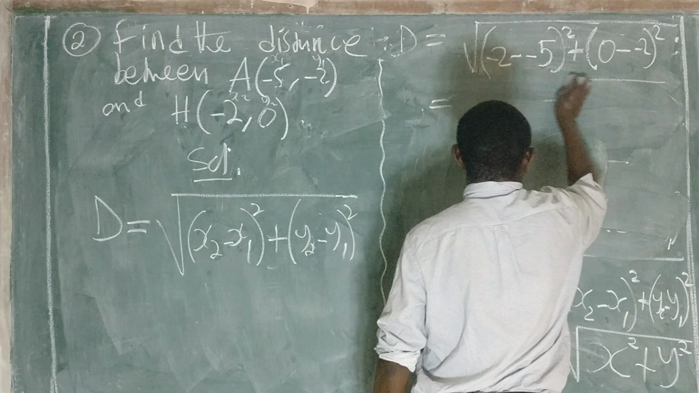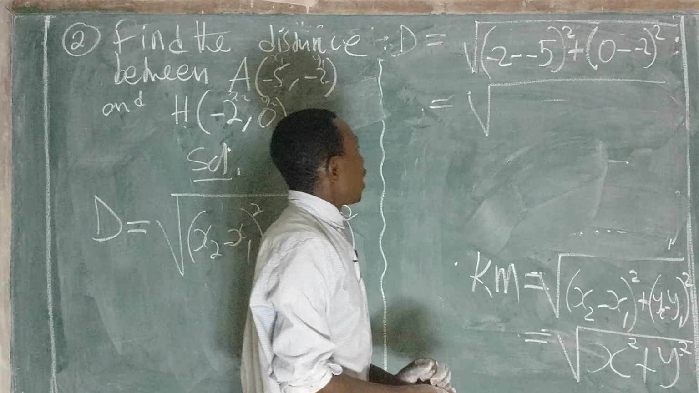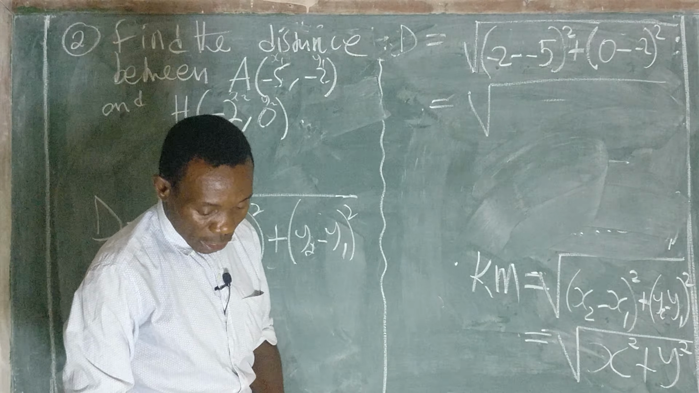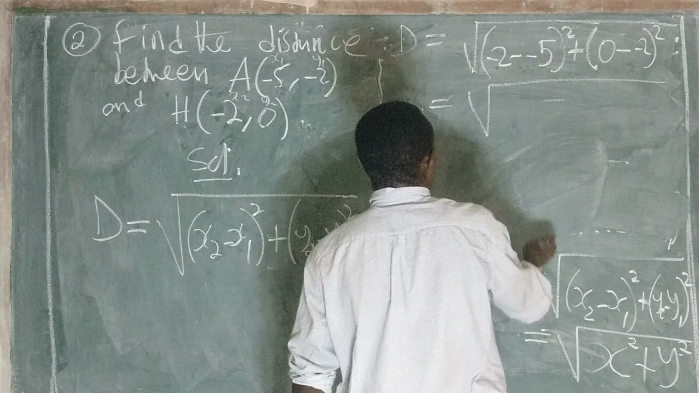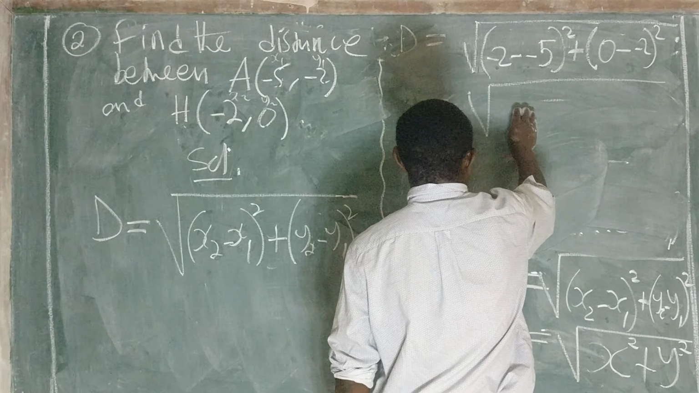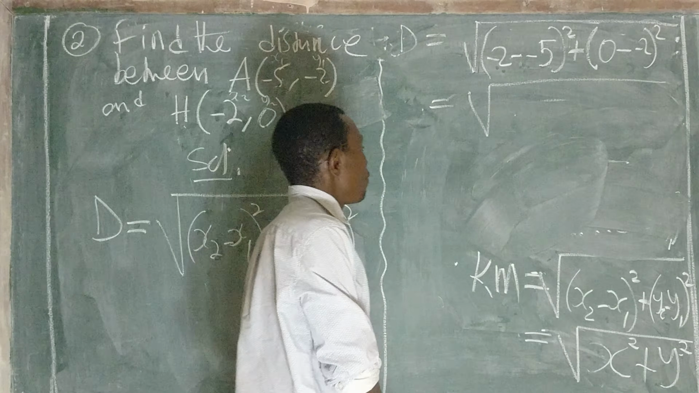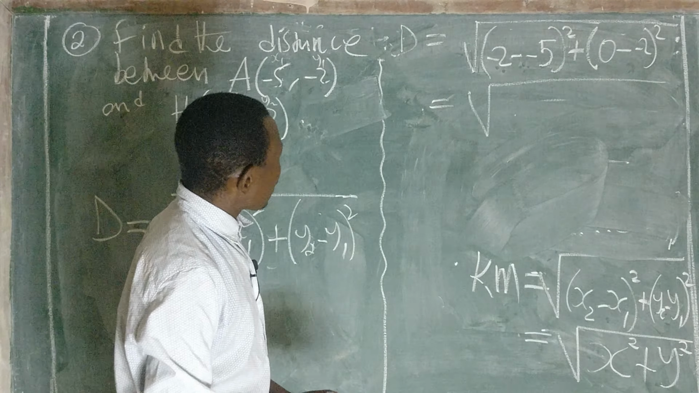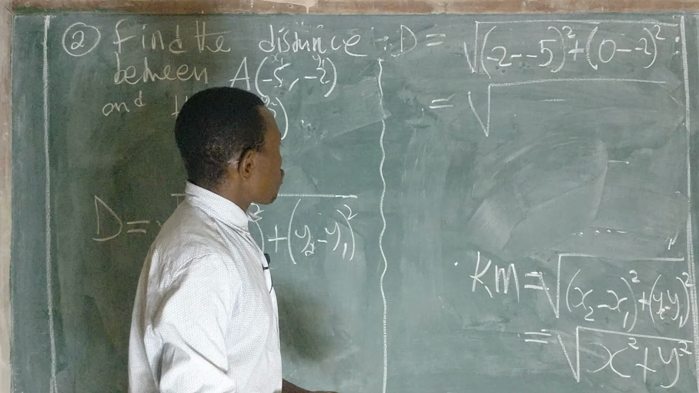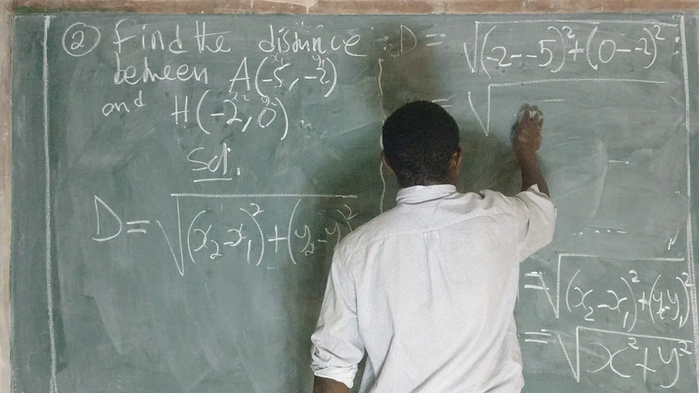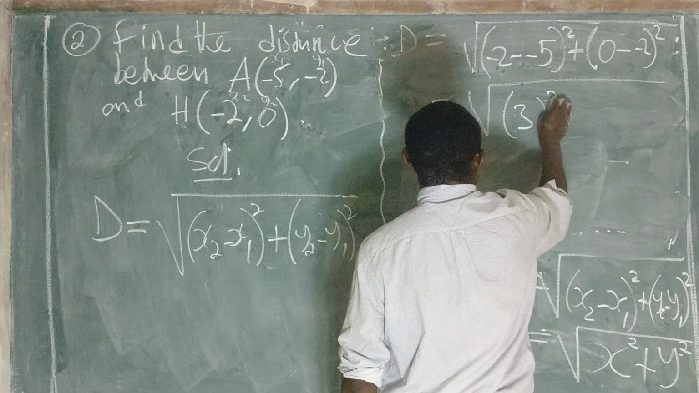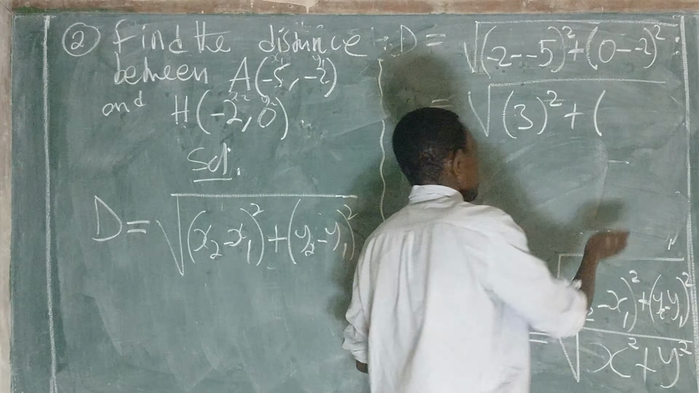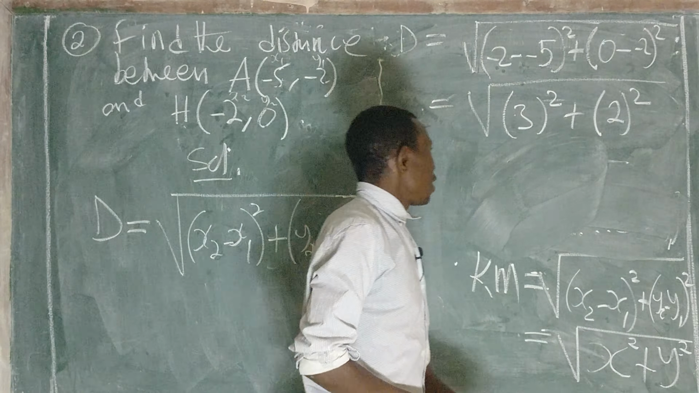Now here, if we are to simplify this one, we are going to obtain the following values: -2 minus -5. That one is more like -2 plus 5. So this one gives us 3. So you are going to square 3, plus 0 minus -2. That is just as good as having 2, then squared. That's the way it goes.